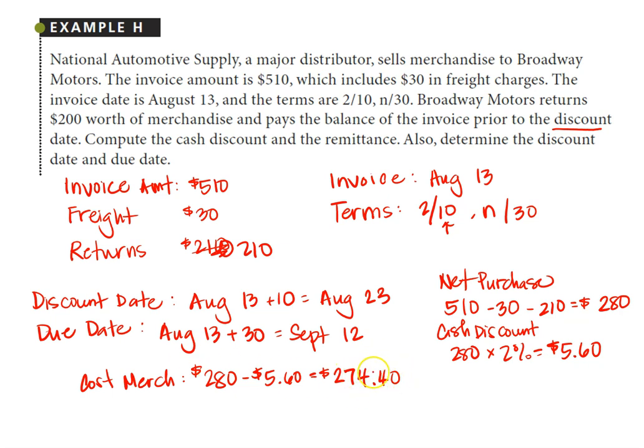Okay, finally, we're going to calculate the remittance. So this was just how much that they'd have to pay for the merchandise after that 2% discount. But the remittance, remember, includes any shipping charges. So we're going to take that cost of merchandise of $274.40, and then we're going to add back the freight because, as I mentioned previously, the buyers don't get a discount on shipping charges. And so this gives us $304.40.